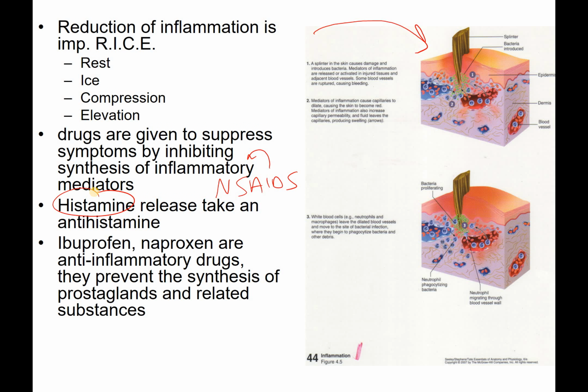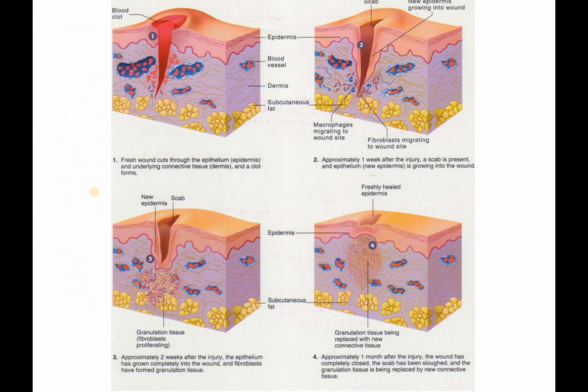Ibuprofen, naproxen, anti-inflammatory drugs, they do prevent the synthesis of prostaglandins, which, when you follow your cascade of events with anti-inflammatory chemicals, the end result with your COX-2 inhibitors and prostaglandin inhibitors and all that is it decreases inflammation. Okay, we have the wound healing. So once you get a fresh wound and then you remove it, the body can begin to heal.